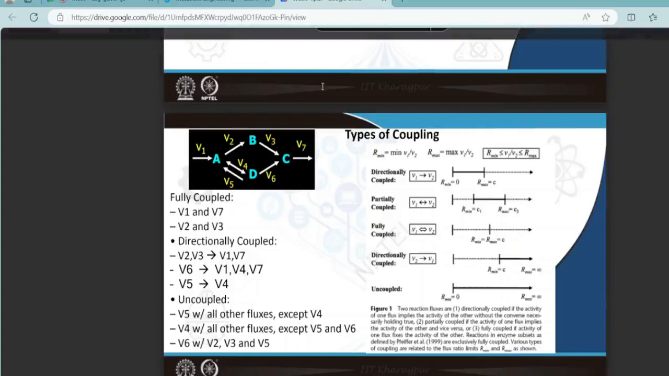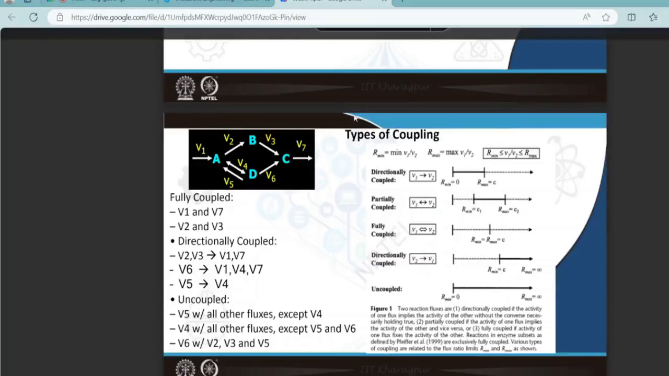My question was this: how do you derive which is fully coupled, which is directionally coupled, and which is uncoupled from the reaction map that they've given? What is the criteria? By definition, I know that if one depends on the other, then it is directionally coupled and so on. But from this given reaction map, how do you find out which is fully coupled and directionally coupled?